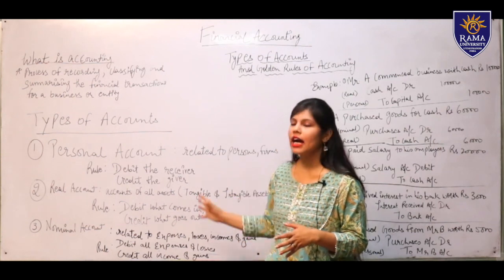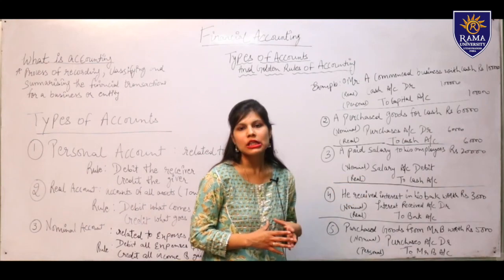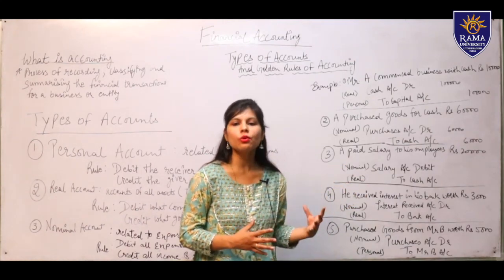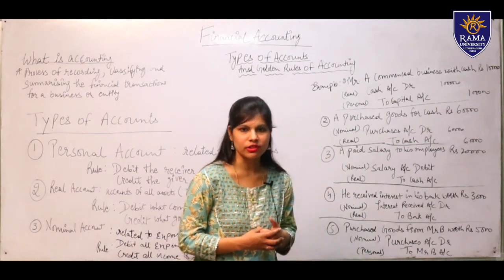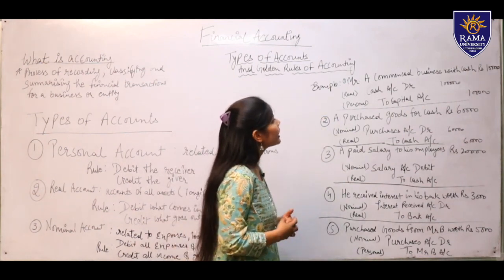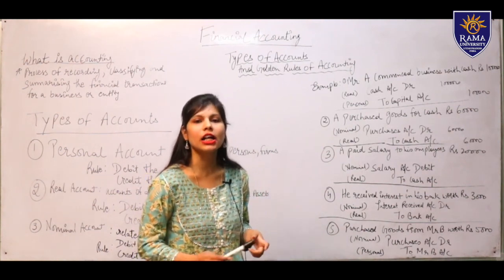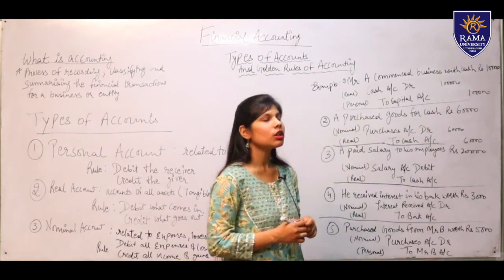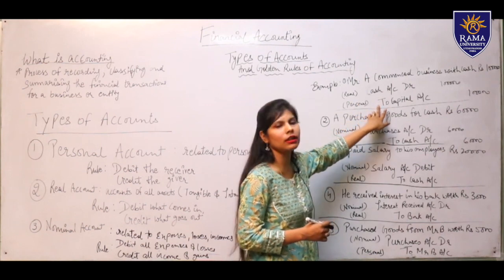To understand these kinds of accounts, we can take an example of some journal entries, some transactions, and understand how these accounting rules are used while passing our journal entries. So let's start with our first transaction. Mr. A commenced business with cash. Here Mr. A is starting his business with cash, rupees 1 lakh. So our first entry will be cash account debit to capital account.